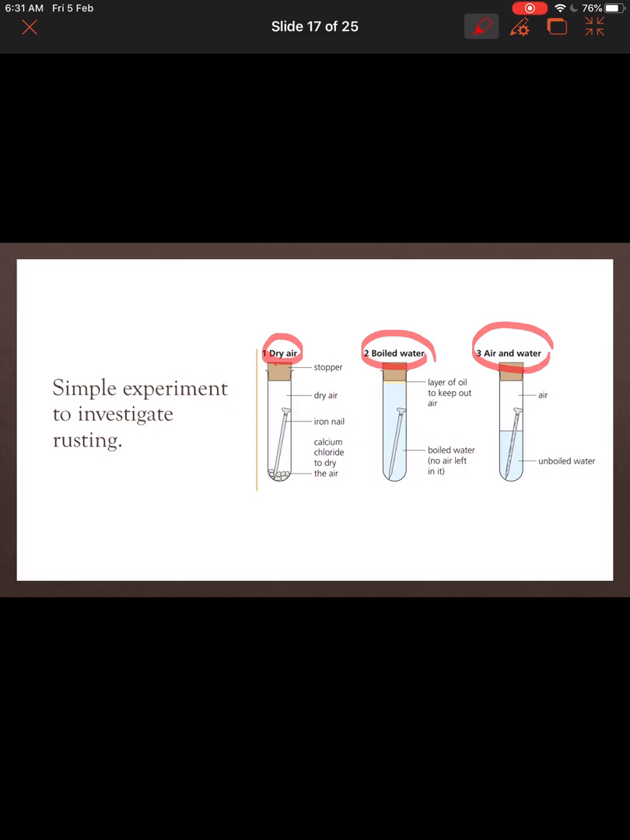Result after several days: the nails in test tubes 1 and 2 do not rust. Okay, no rust. But the nail in test tube 3 has rust on it. Rusting happened in it, right?